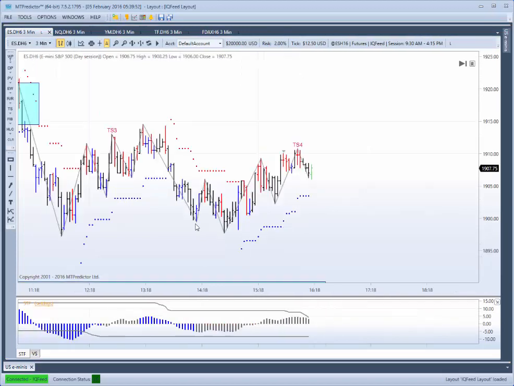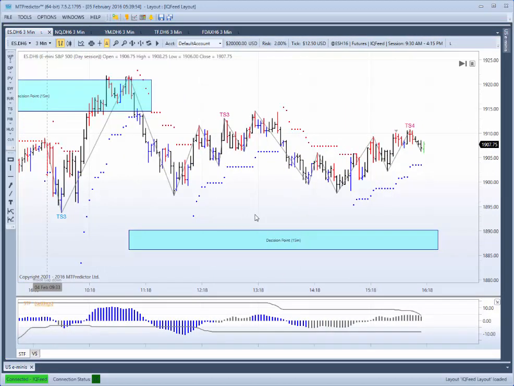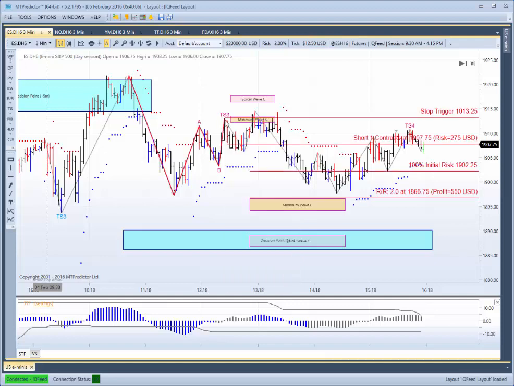So let's go back to the 3-minute chart and let's put this in context. So nice higher time frame resistance, higher time frame support. This would have been then in the direction of the large degree trend, which would have been down, therefore would have been a good one to take.